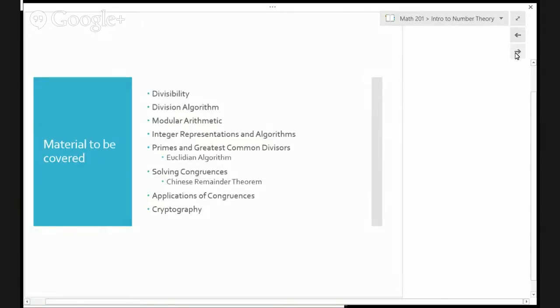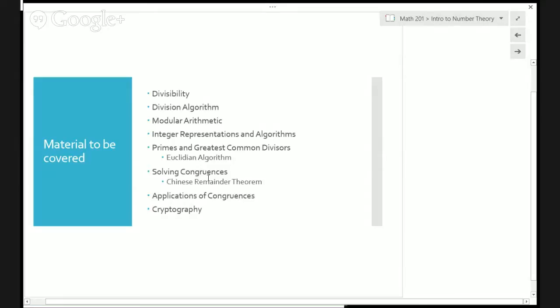So let's see. Some of the things we're going to talk about: divisibility, the division algorithm, modular arithmetic. We're going to be representing integers, like binary, hexadecimal, octal, decimal, and greatest common divisors. We're going to be using the Euclidean algorithm. The Chinese remainder theorem is pretty cool. It allows us to solve a system of congruences, which are basically like a system of equations, okay? Congruences probably doesn't sound very familiar right now, but we're going to get into that today.